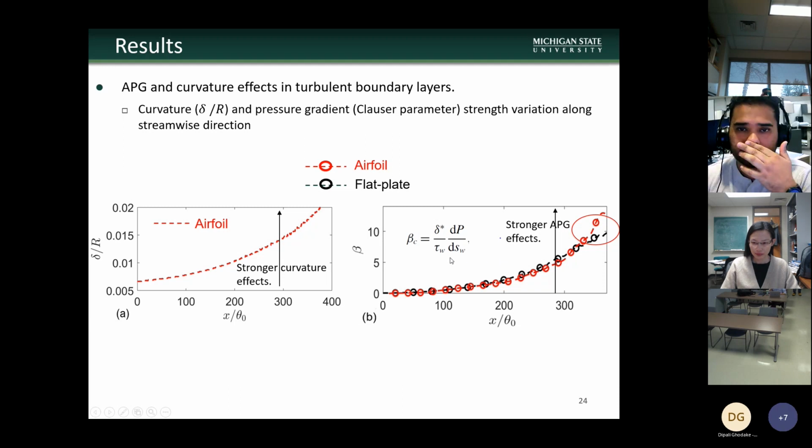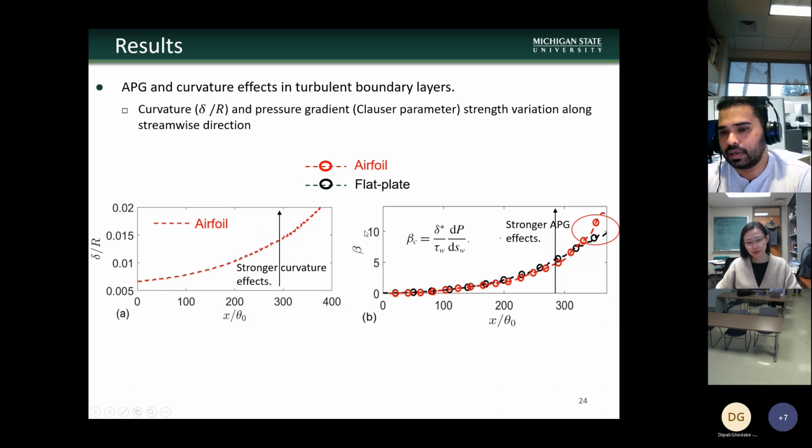Next, we compare the curvature strength and the pressure gradient strength varying along the streamwise direction. So for airfoil, when it comes to curvature strength, it's basically the ratio of boundary layer thickness at a local position normalized by the radius of curvature of the blade. And the higher this ratio is, the higher the curvature effects. And as we go along the chord of the blade, along the streamwise direction, with increased APG, the boundary layer thickness of the turbulent boundary layer increases, which leads to increased curvature effects, and that is what is reflected for the airfoil.